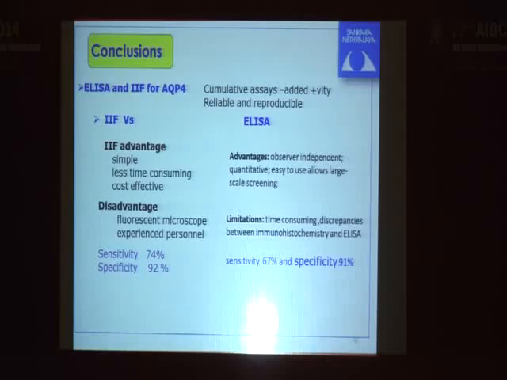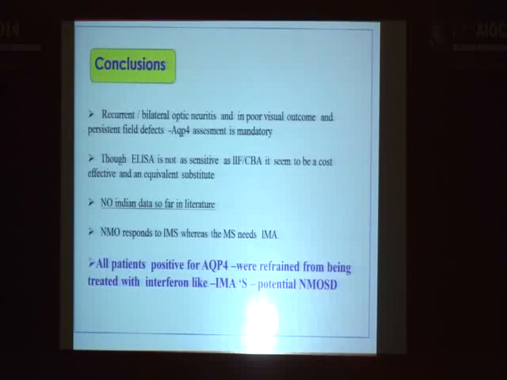We calculated the sensitivity, which came almost to 70 plus, and the specificity was 90 plus in the immunofluorescence, whereas ELISA was definitely lower in sensitivity and specificity compared with the fluorescence. So to conclude, recurrent and bilateral optic neuritis is very important to be screened for this AQP4 assessment. Though ELISA is not a sensitive tool, it can be an alternative as a screening tool from the neuro-ophthalmic perspective.